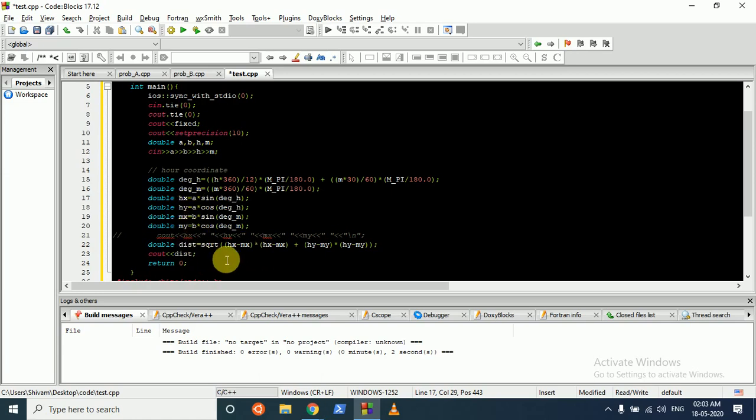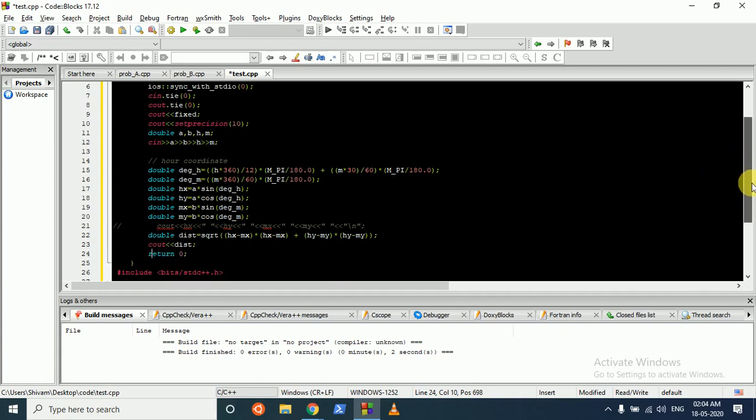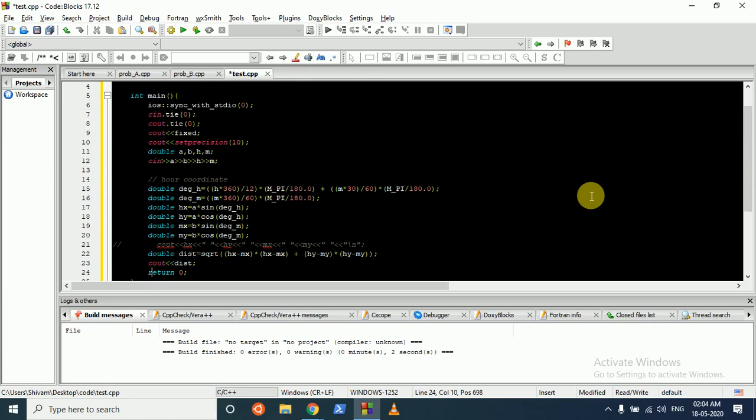So the distance between them is the square root of x square plus y square. So just find out the difference of the x value, take its square, the difference of the y value and square, take the square root of the sum, and this is the output, the distance. I hope you understand all the three logics. If you still have any doubts, please mention down. These are very simple questions, so I don't think there is much confusion.